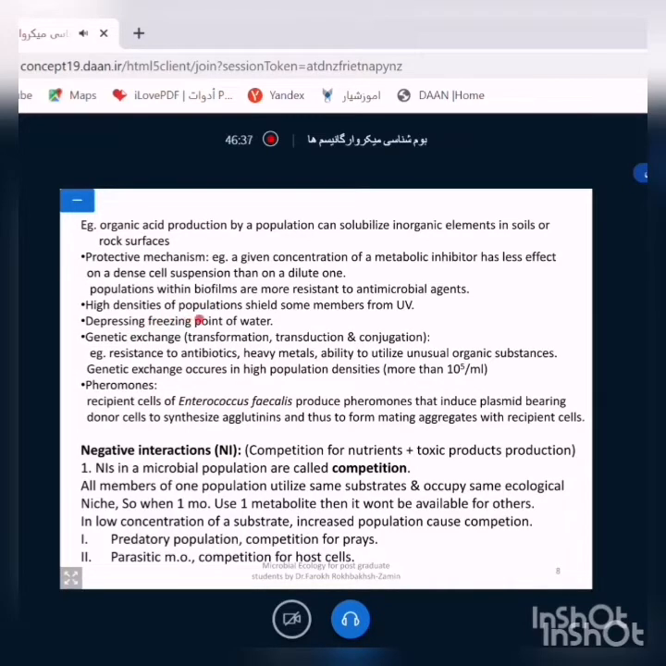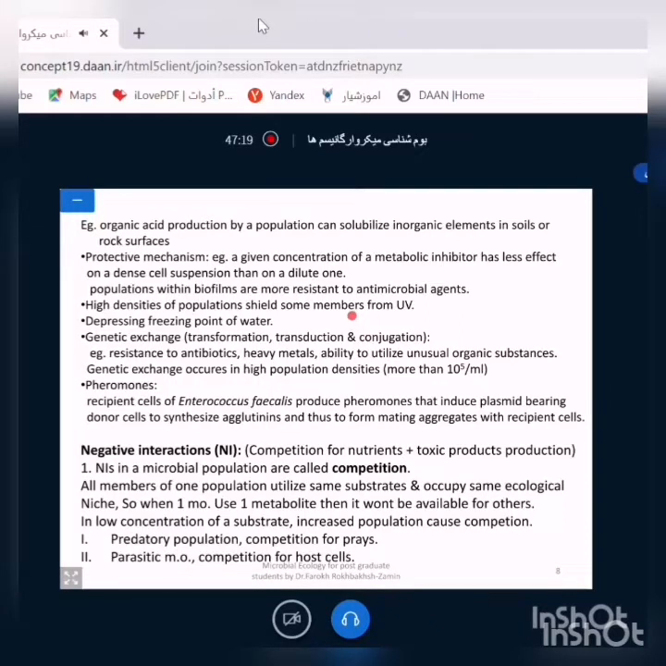High densities of populations shield some members from UV. For example, suppose you have two types of colony. One is older and is a big colony. One is a young colony and is flat. Then you open the lid of the Petri plate and turn on the UV. Which one can be killed more easily?